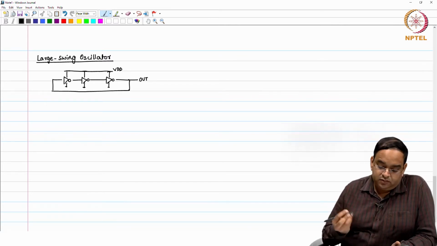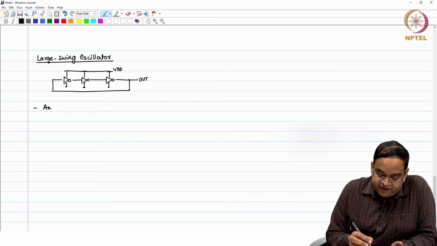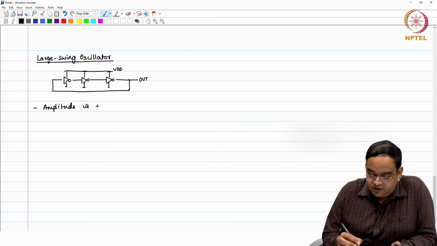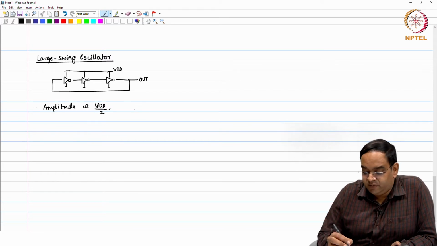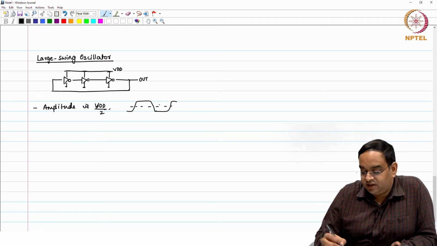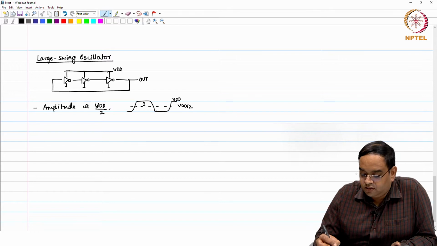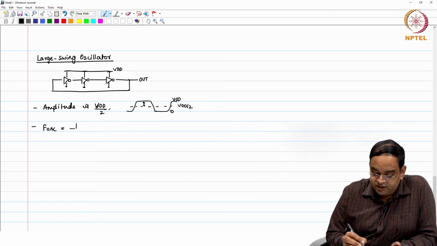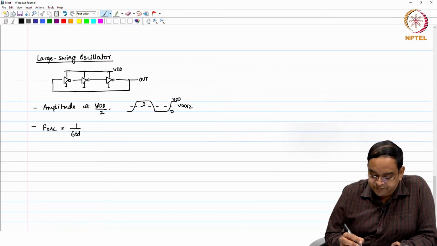The amplitude is fixed for now, amplitude is plus VDD by 2. Why did I say VDD by 2? Because your output is going between 0 and VDD. So, the DC value is VDD by 2, and you can say the amplitude is VDD by 2. The frequency of oscillation is 1 by 6 TD in our case.